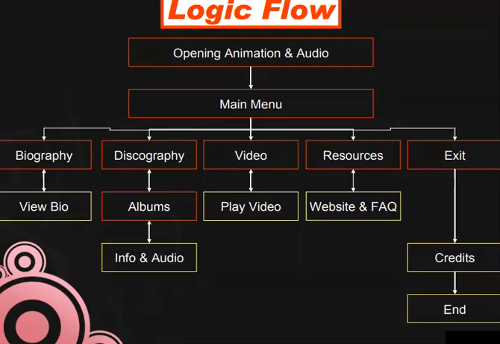And this is an example of a logical flow in the making of a multimedia. So you open the software, the animation and audio, where you need to find out what the biography is, what the discography is, that is, it contains the album, the information, audio, and then you need the video resources, and so on, and how this whole multimedia will be delivered.